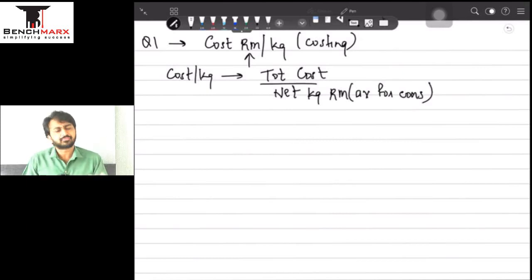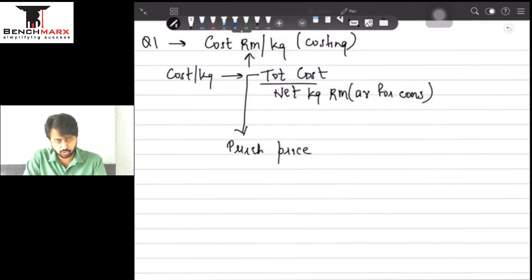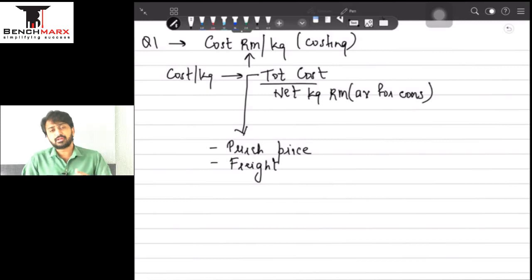Now you will say what is this? Let's go step by step. First of all, what all will come in your total cost? In total cost obviously will come the purchase price, obviously, because the biggest element of the cost of RM input is the purchase price, because we are manufacturing FGs by purchasing raw materials, so the purchase price of the RM definitely has to come. Okay, then that is our first. Then will come freight also. Freight is any cost associated with the purchase of the goods to bring the goods to our warehouse or our factory, as the case is, that is also a part of my purchase.